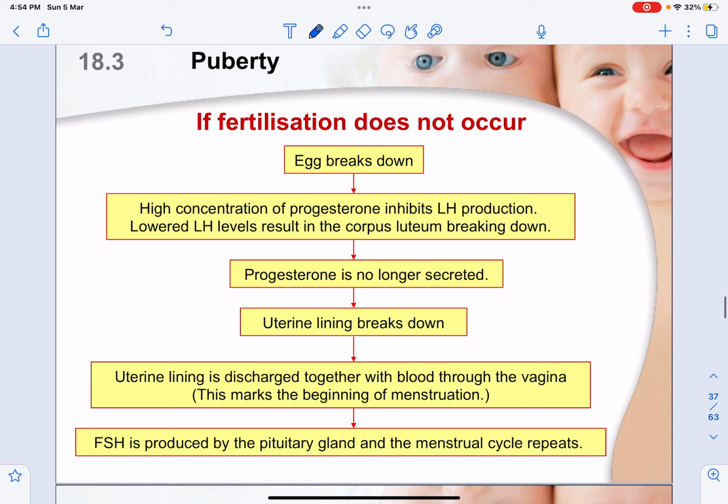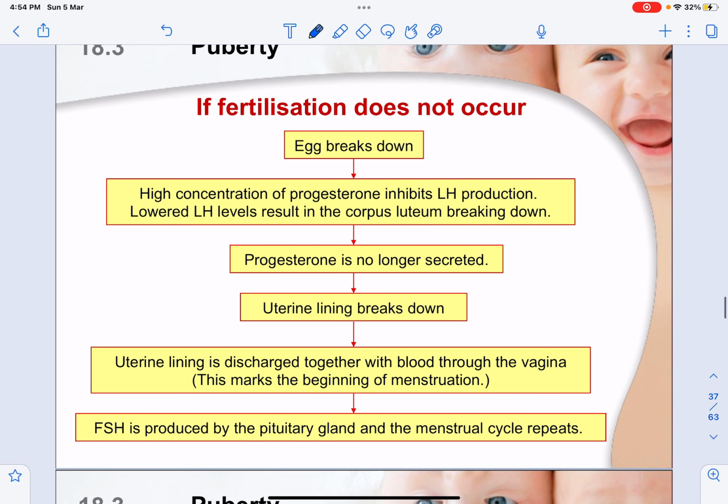So if fertilization does not occur, number one, the egg will break down. The high concentration of progesterone will inhibit luteinizing hormone production. Having a lower luteinizing hormone level results in the corpus luteum breaking down. The progesterone will no longer be secreted. The uterus lining breaks down and is discharged together with the blood through the vagina, marking the beginning of a new menstrual cycle. Then the follicle stimulating hormone is produced by the pituitary gland again, and the whole menstrual cycle will generally repeat.